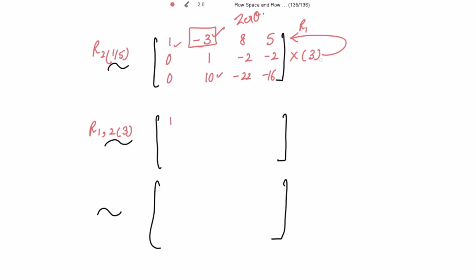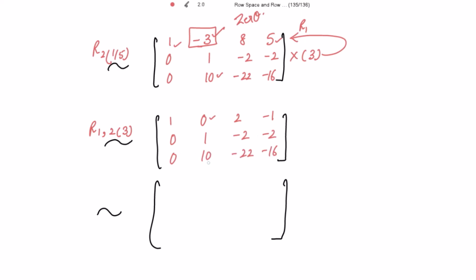1 multiplied with 3 we get 3, and adding this to -3 we get 0. -2 multiplied with 3 we get -6, and adding this to 8 we get 2. Multiplying -2 with 3 we get -6, and adding this to 5 we get -1. And writing row 2 as it is, and row 3 also as it is. So I get 0 over here.